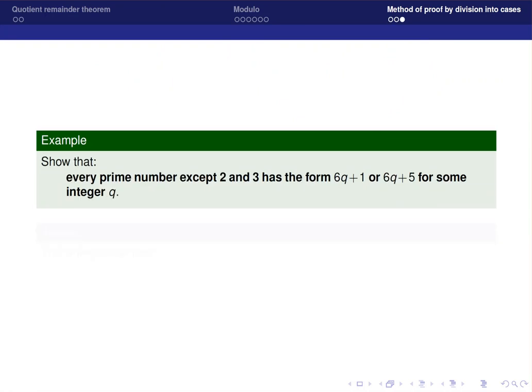In this case, we want to show that every prime number, except for the primes 2 and 3, has the form of 6q plus 1 or 6q plus 5 for some integer q. So again, take a prime number, for example, 7, and 7 is promised to be either 6q plus 1 or 6q plus 5. In this case, it's 6q plus 1, where q is equal to 1.